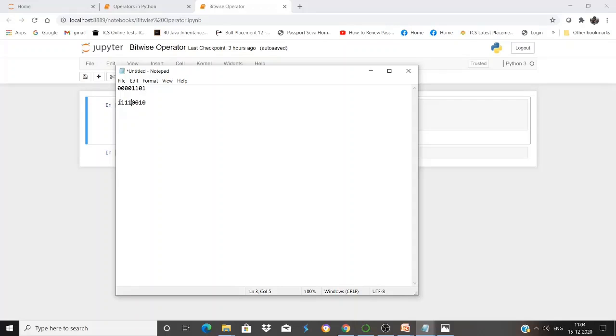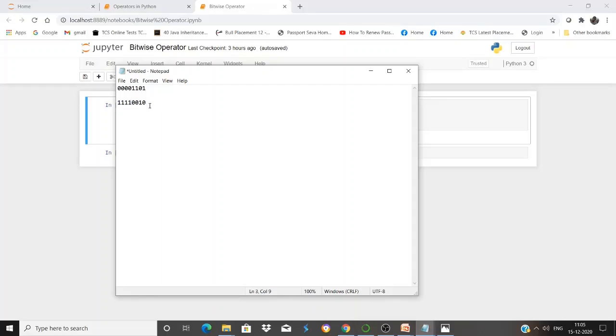So in this binary, which is the most significant bit? This is the most significant bit. Now if the most significant bit is 1, then the number is negative, and if the most significant bit is 0, then the number is positive. So in our case, this number is a negative number.